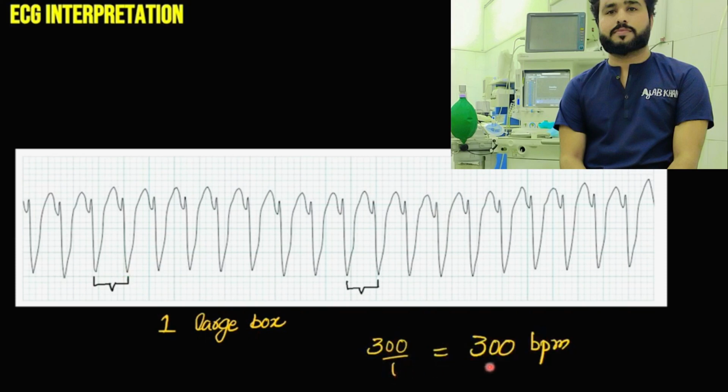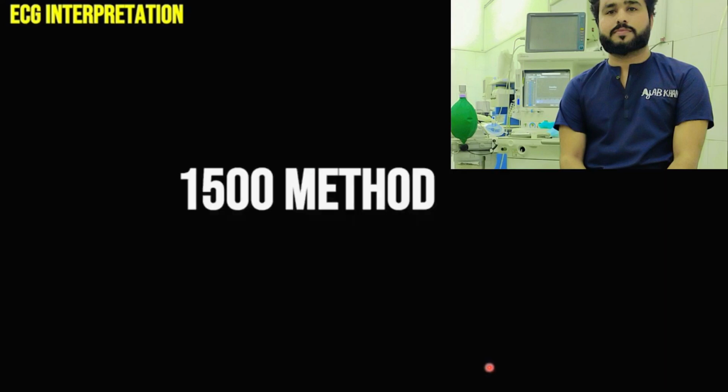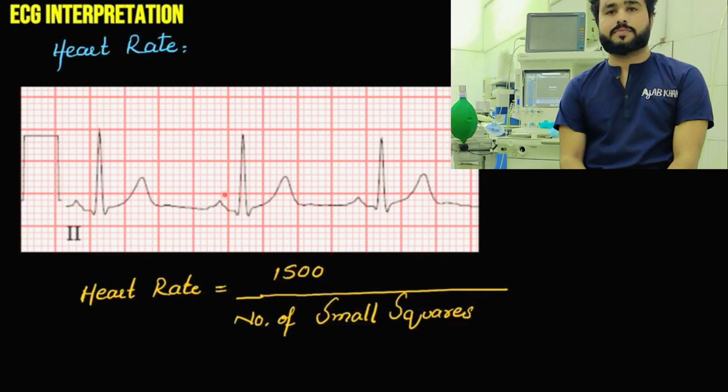So the rate of this ECG is also 300 beats per minute. Now, the third method of calculating rate on ECG is called the 1500 method. In the 1500 method, you divide 1500 by the number of small squares. In the previous one, the 300 method, we divided 300 by the number of large boxes. In this one, you divide 1500 by the number of small squares.